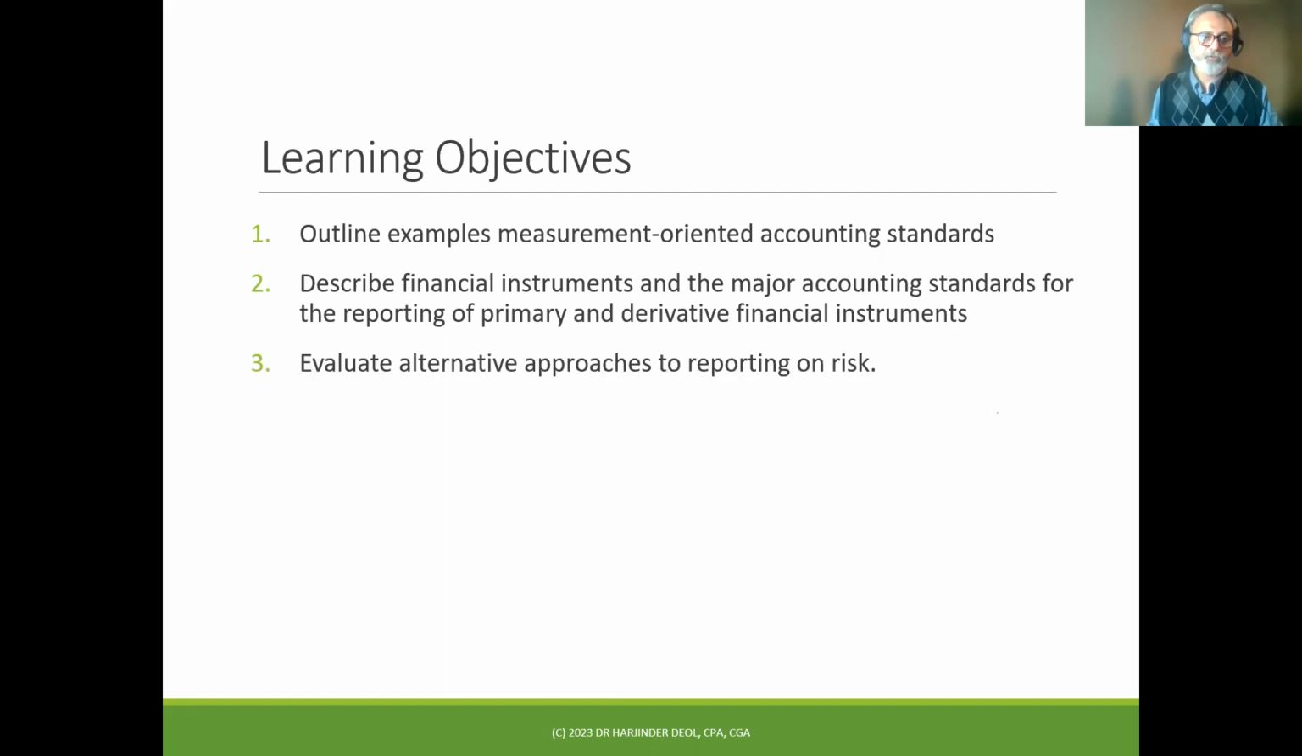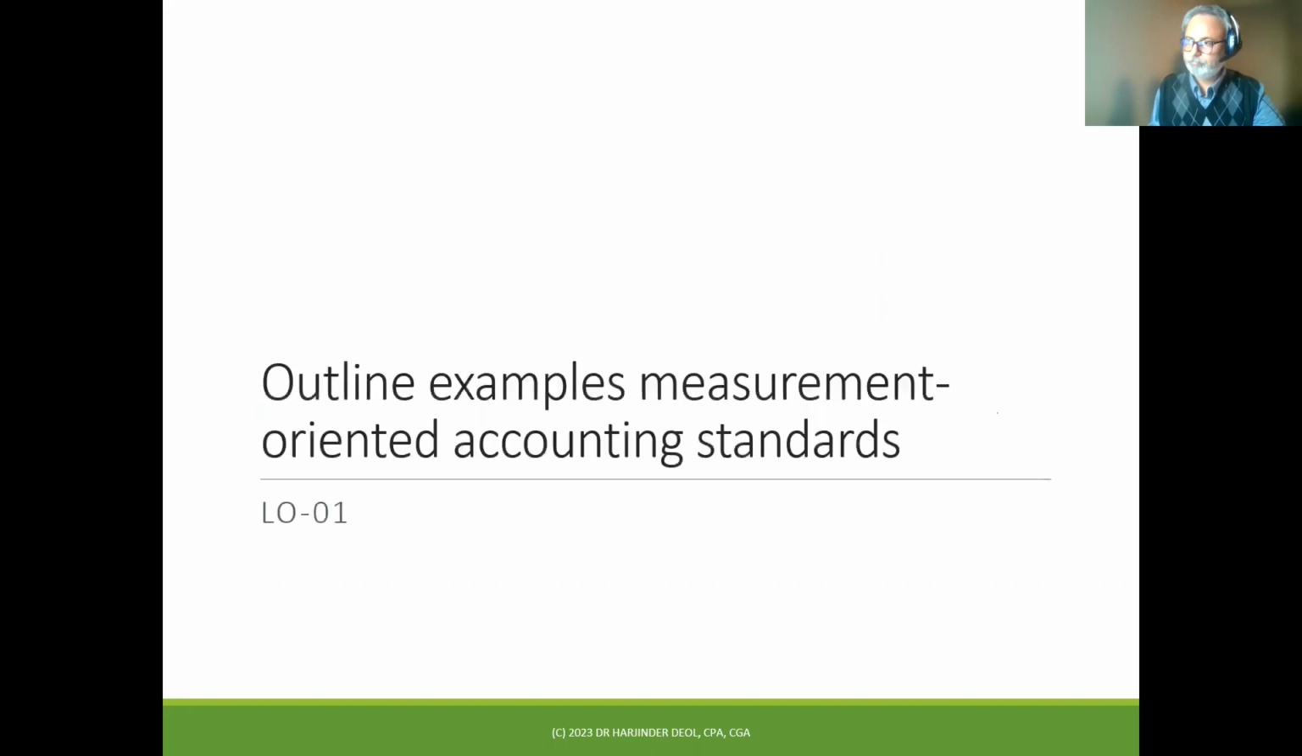We will look at approaches to risk reporting, reporting on risk, and that is something that companies have to do in their MD&A as well as in other places. And then we will consider the challenges that companies face with regards to accounting for intangible assets. The problems are more strenuous for companies that report under US GAAP than those under IFRS, but there are challenges regardless. So starting with an outlining of examples of measurement-oriented accounting standards.